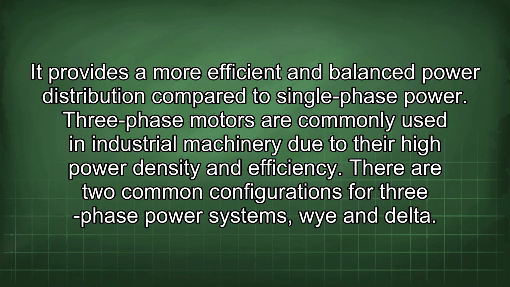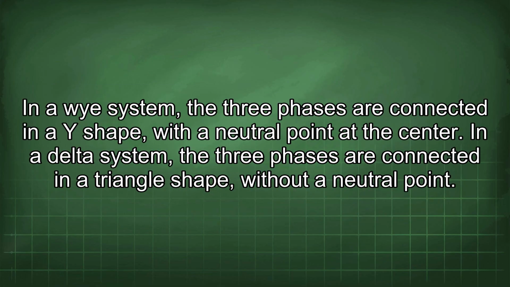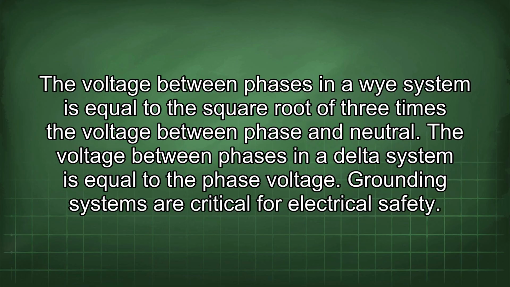There are two common configurations for three-phase power systems, Y and delta. In a Y system, the three phases are connected in a Y shape with a neutral point at the center. In a delta system, the three phases are connected in a triangle shape without a neutral point. The voltage between phases in a Y system is equal to the square root of 3 times the voltage between phase and neutral. The voltage between phases in a delta system is equal to the phase voltage.